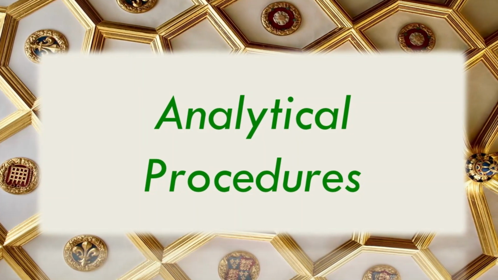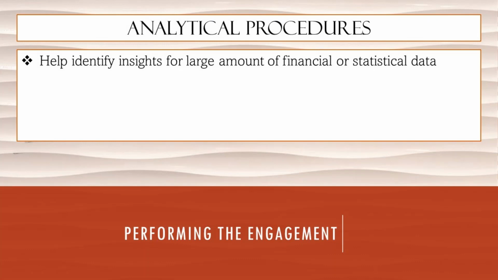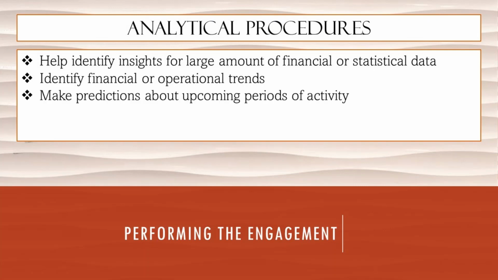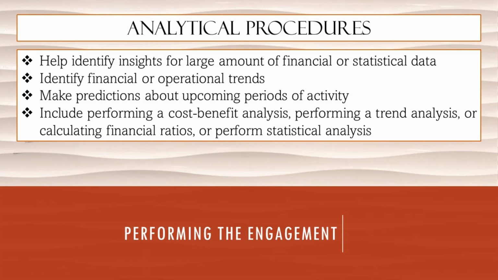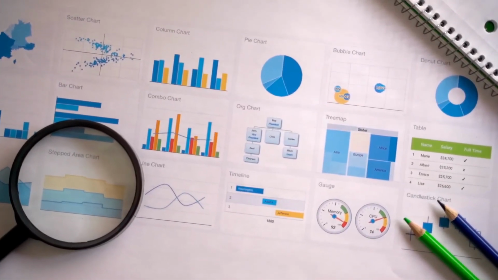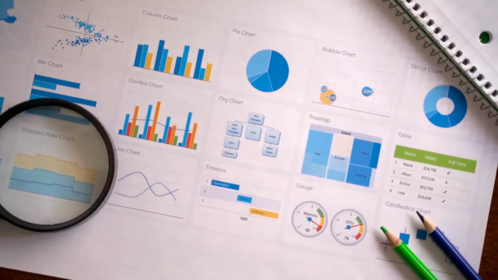Next, let's discuss analytical procedures. When performing the engagement, internal auditors may receive a large amount of financial or statistical data. In order to gain insights on that data, they may utilize analytical procedures to identify financial or operational trends, to understand the significance of the process being examined, or determine if the system or process is adequate to complete the established goals, and to make predictions about upcoming periods of activity. Analytical procedures could include performing a cost-benefit analysis, performing a trend analysis, or calculating financial ratios such as ROI, return on investment, or return on assets, perform big data analytics, or perform statistical analysis to identify regression and correlation relationships.